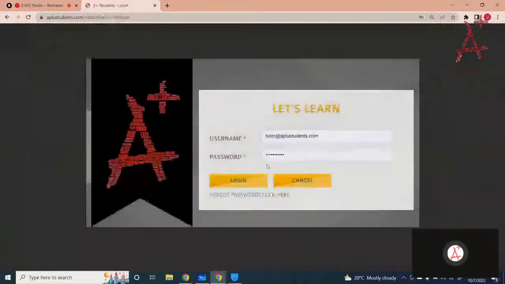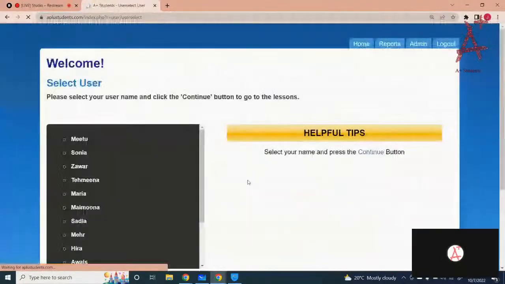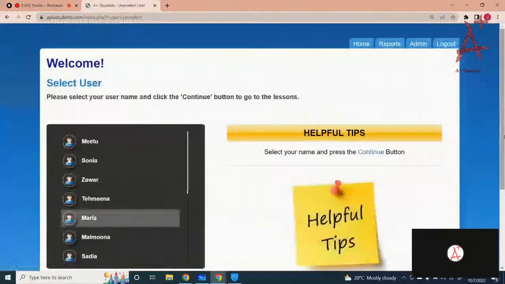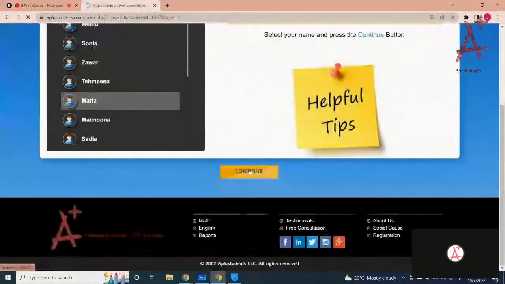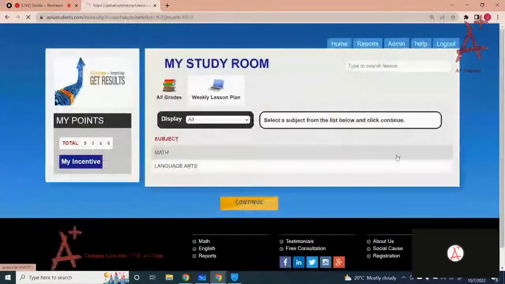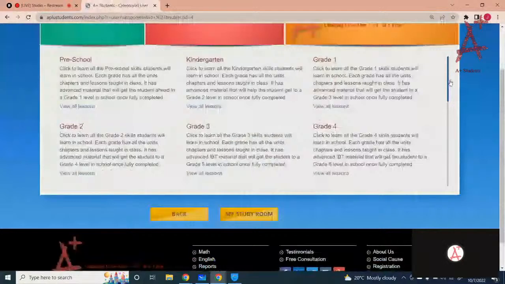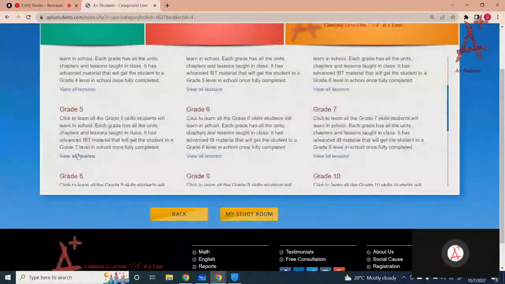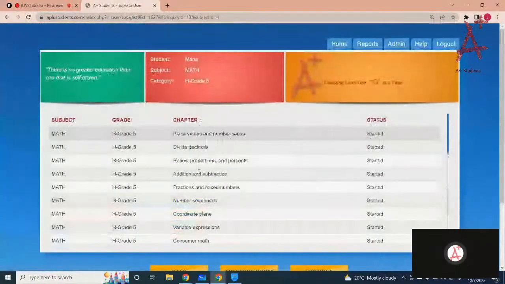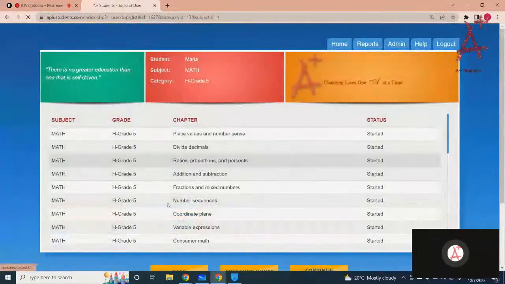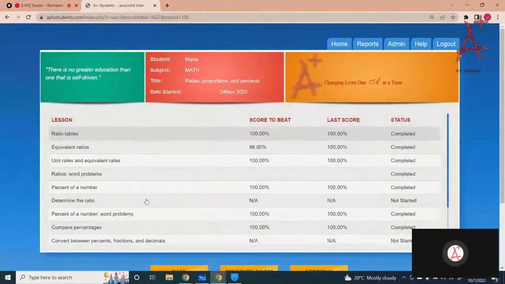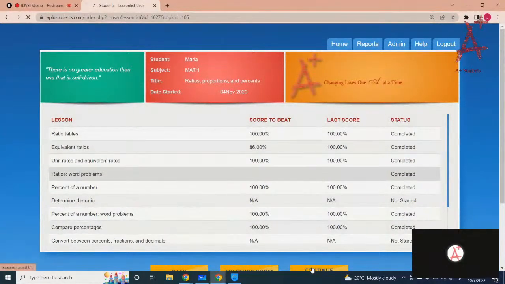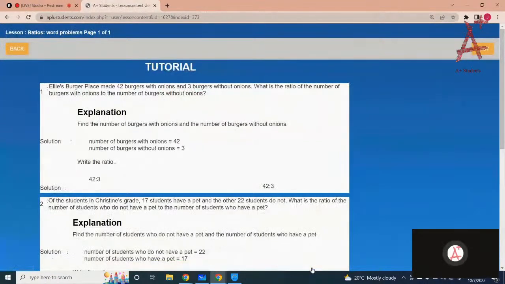Okay, let me go to the topic, just 1 minute, please. Math, then you have to scroll down to grade 5. Then click on view all lessons. We are working on chapter 3, that is ratios, proportions and percents, and the topic we're going to start with is ratios word problems. Here we have ratios word problems. Okay, let me read the question. Just listen to me carefully.